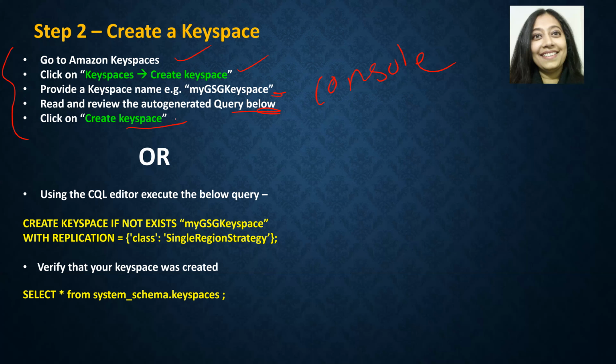Right, the other option is to use the CQL Editor, and that's what we are going to do in this particular lab. So this is the create Keyspace statement, and once we execute this statement, after that we will verify if our Keyspace was created successfully using this particular select statement.